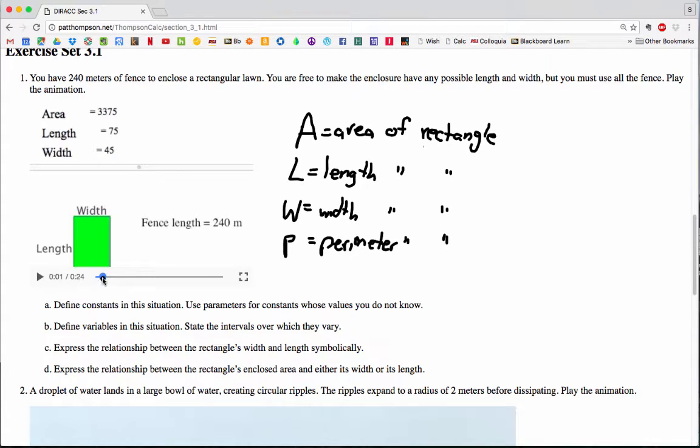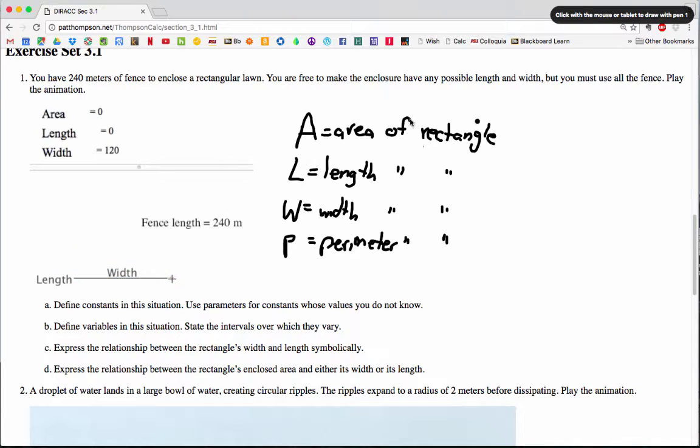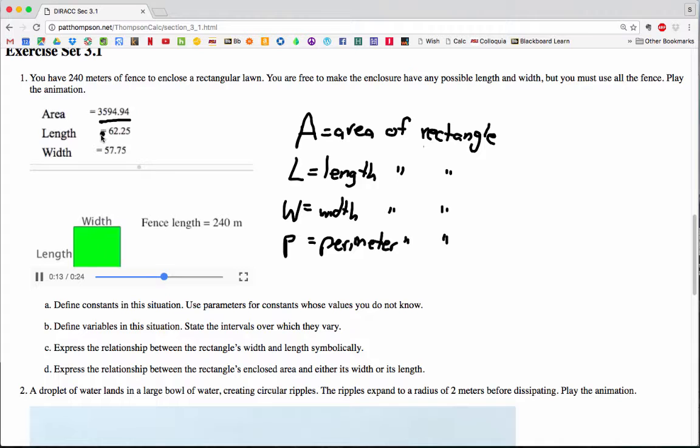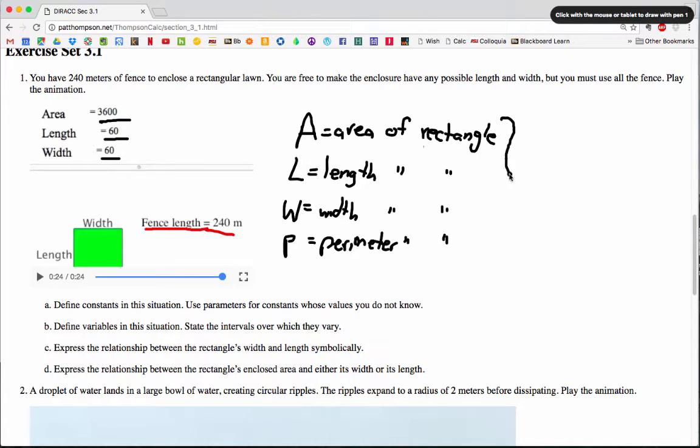Okay, so let's look at this. Well, in this situation, which one of these have varying quantities and which one of them have the same quantity throughout the situation? Throughout the situation, we see that area changes, right? We can see it right here. We see that length changes. We see that width changes. But we also see that the perimeter of the fence never changes. That means that the area, the length, and the width are all variables. Why? Because they represent varying quantities.